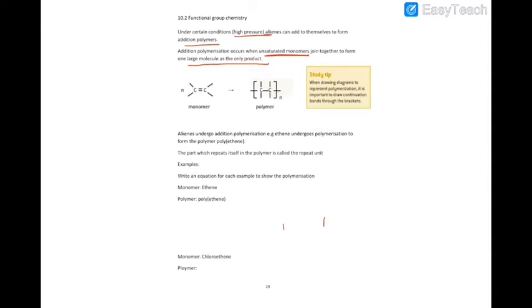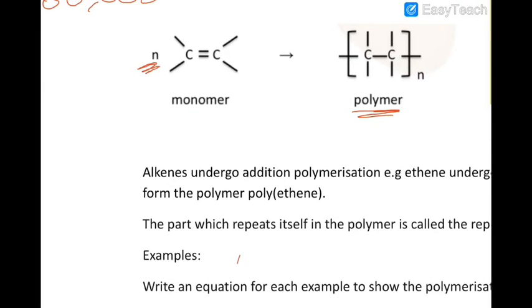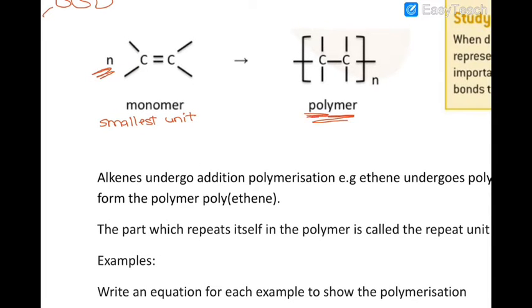So if you have any number of alkene molecules, n is any number, and usually these numbers go beyond 100,000. It could be any big number. When these molecules come together under high pressure, they will add to each other to form a polymer. A monomer is the smallest unit that is going to make the polymer. Poly means many, and the polymer is made from the monomer units.